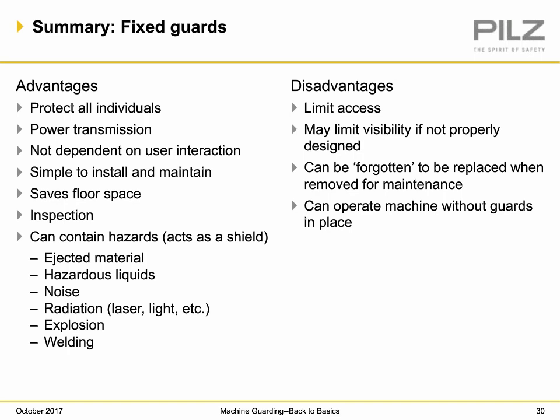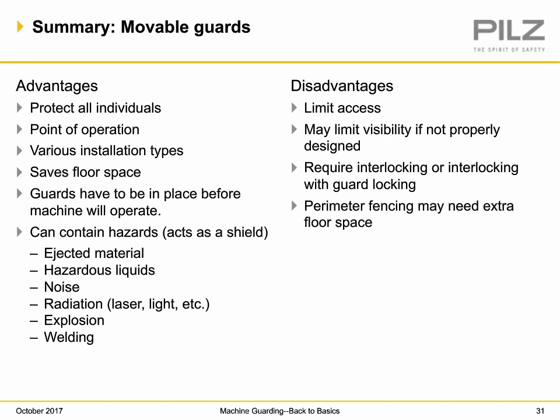Summary on movable guards, the advantages. Protects all individuals. Point of operation, this is the area where I get into frequency. This is where the product is being processed. I've got a jam, I'm doing cleaning, I'm doing minor adjustments. Has various interlocking types. You know, we talked about interlock doors, locking interlock doors. We're talking about presence sensing devices. It saves floor space. Guards have to be in place before the machine will operate. Can contain hazards such as a shield, ejecting materials, particularly we're talking about physical guards.